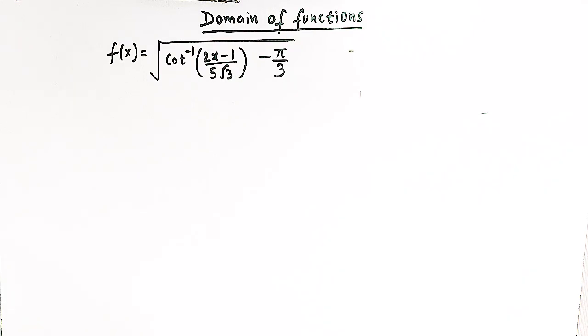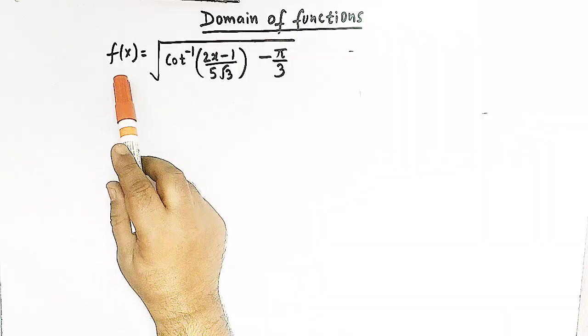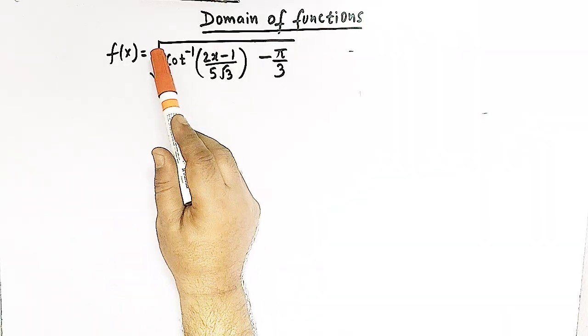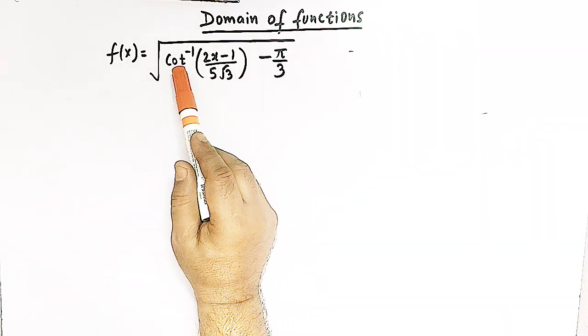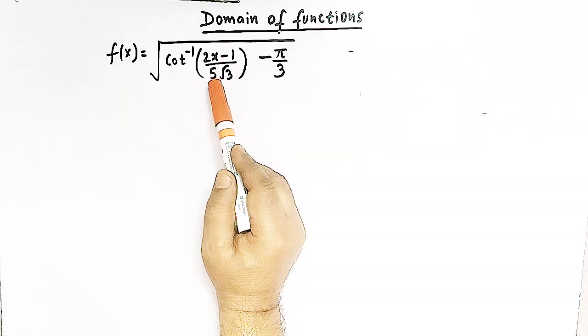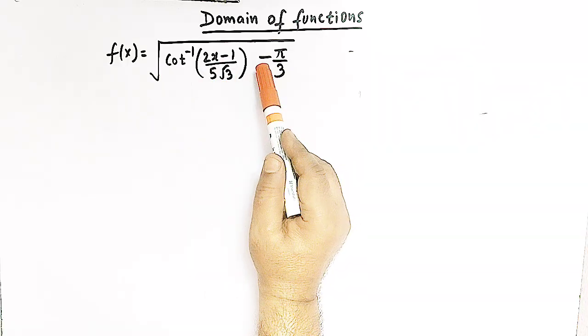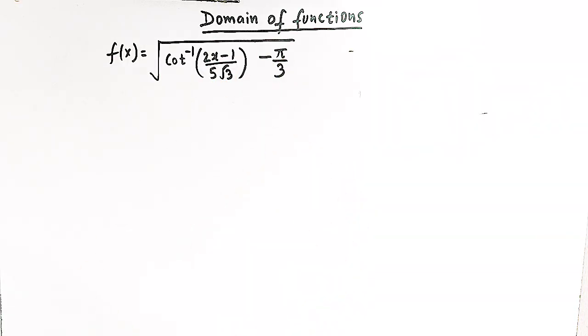Hello viewers, in today's session we are going to discuss another interesting problem from the domain of functions. In this class we are going to find out the domain of this function f of x, which is the square root of cot inverse of (2x minus 1) divided by 5 root 3, minus pi by 3, right?